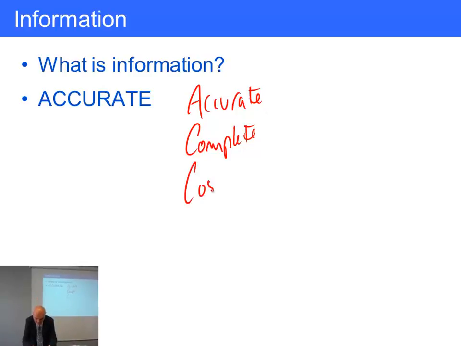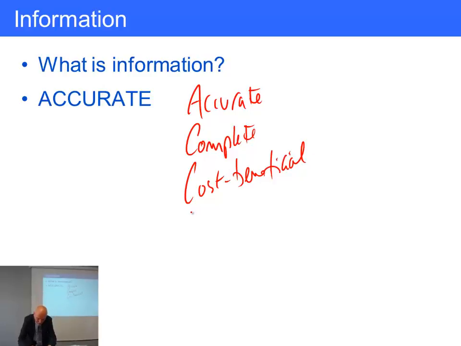Third, cost beneficial. The cost of collecting the information should not exceed the benefit from collecting it. Many organizations go to great lengths to collect lots of information, and this costs money, it takes time, and then they never do anything with it. They can't make any decisions about sales or what products to make, and the information then just becomes a cost rather than a means to operating better.